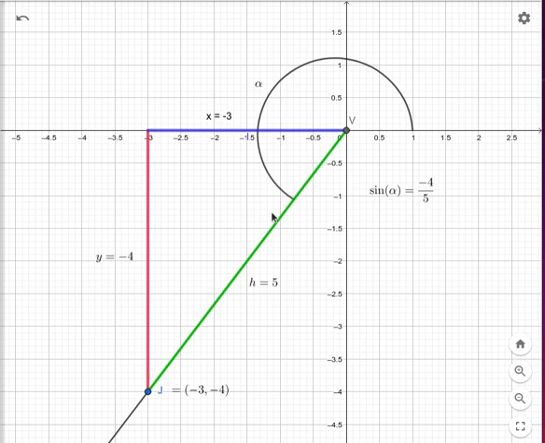So in this video, what we've examined is that if we know a point on the terminal side of an angle, we can find all the trig ratios for that angle.